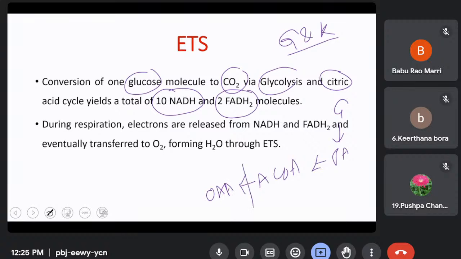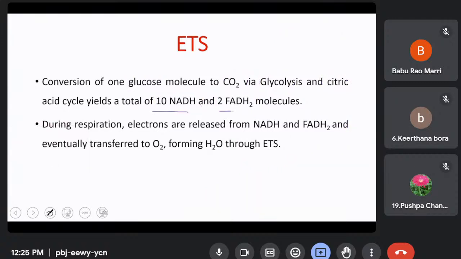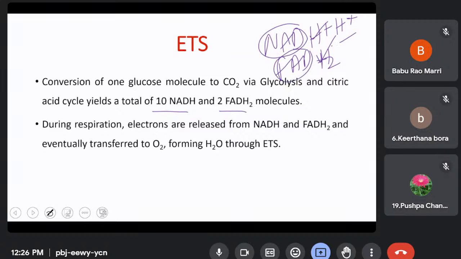And during this entire process, that means here and here, NADH and FADH2 are produced in both. How many? 10 NADH and 2 FADH2 molecules are produced. Okay, so what is happening now to these? I have already told you NAD should be available for the next cycle to occur in free form. FAD should be available for the next cycle to occur in free form. But they are said to be engaged. Engaged to what? Hydrogen, isn't it?